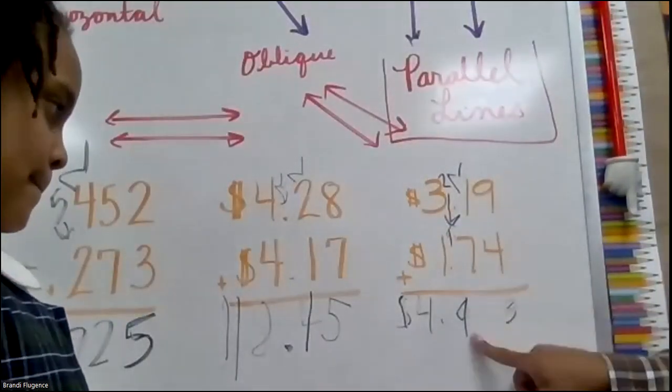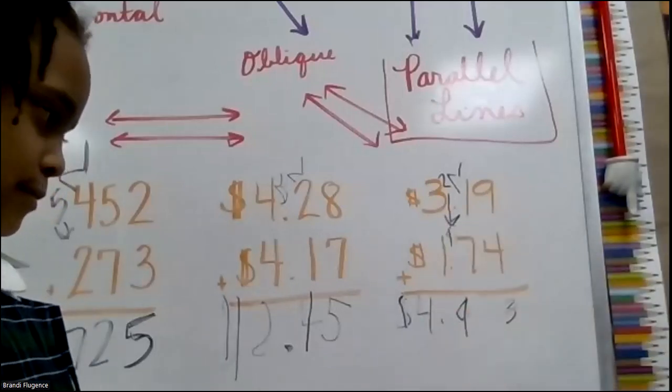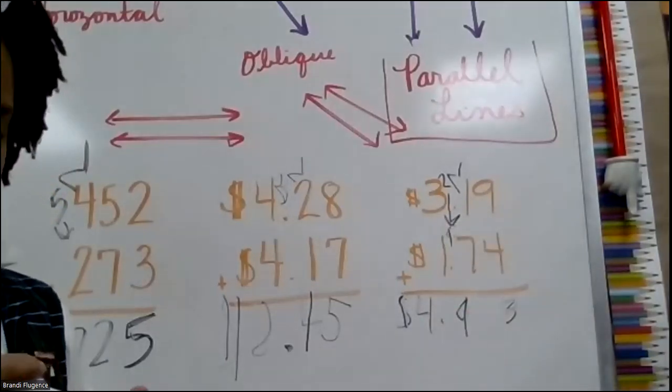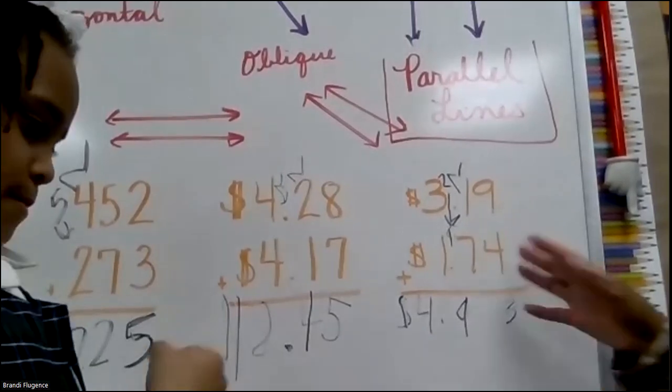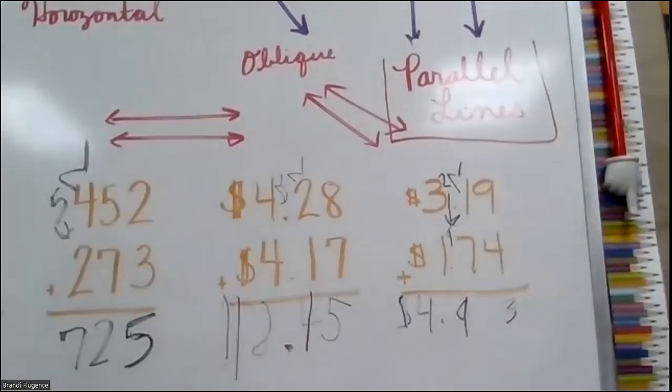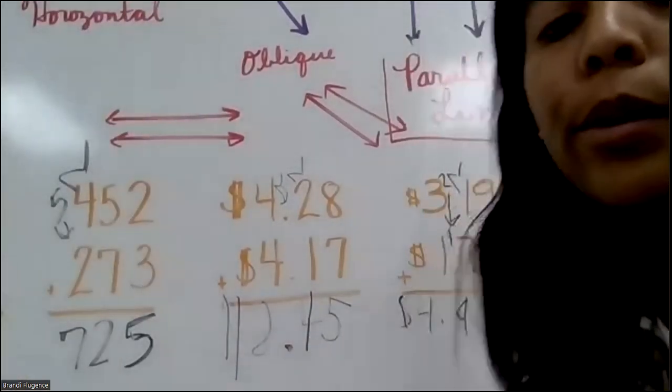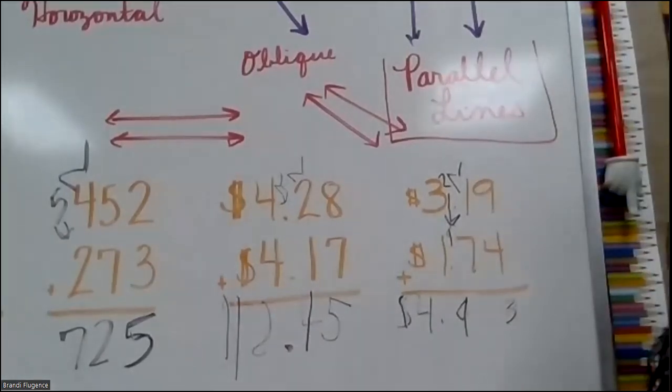Okay, so 2 plus 7 is 9. Then 3 plus 1 is 4. $4.93. Awesome. So guys, this is how we add up 3 digits. It's the same thing as 2 digits. You just have to make sure you're carrying over right.